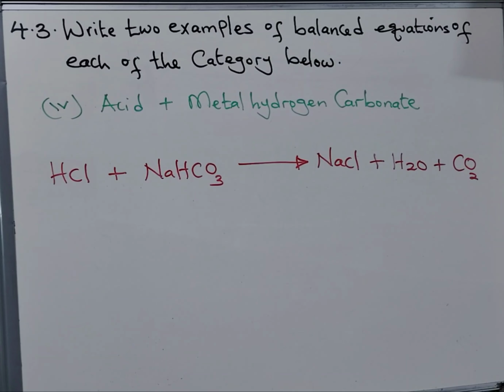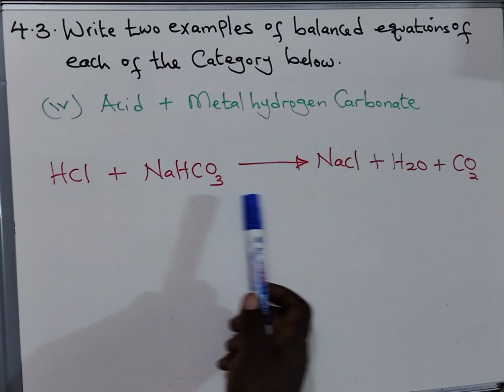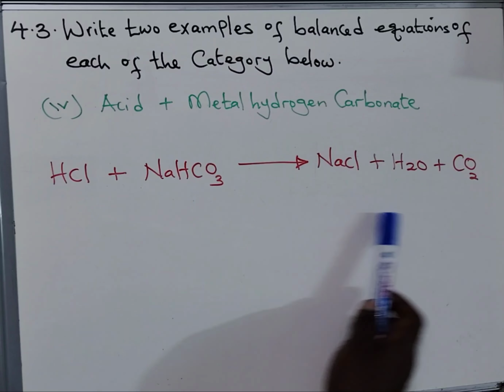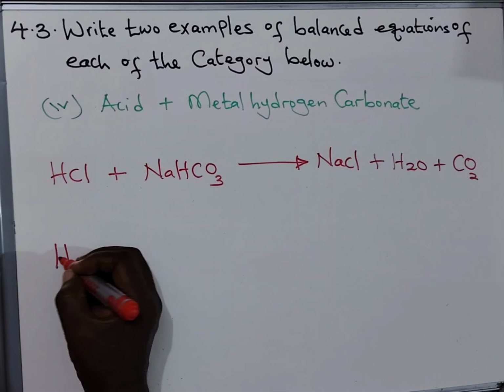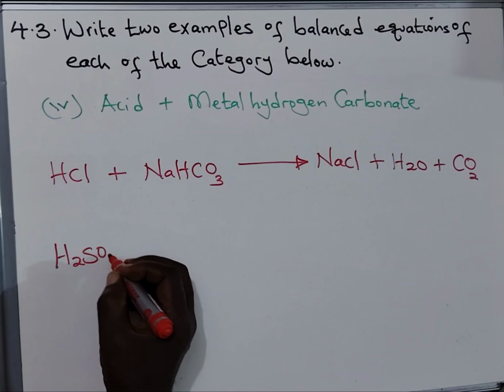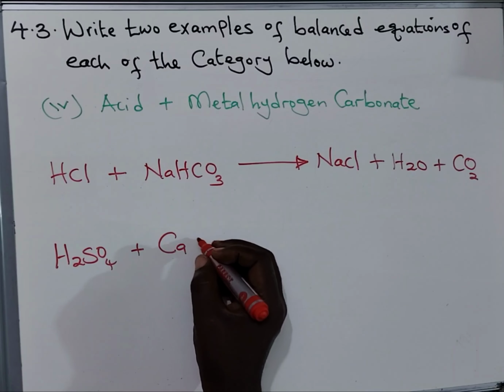Let's try to balance. I'm hoping that the last 2 categories were balanced, because it's like we forgot to look at balancing. So here we have sodium 1, 1. What else? We have hydrogen 2, 2, and 1 carbonate. That is it. So it's balanced. Let's look at a second example. Suppose we have sulfuric acid, plus calcium hydrogen carbonate.